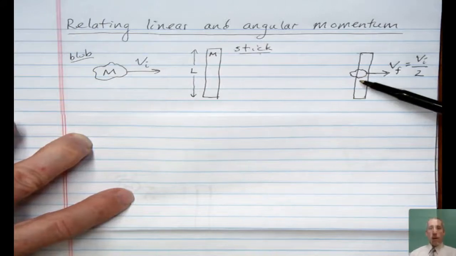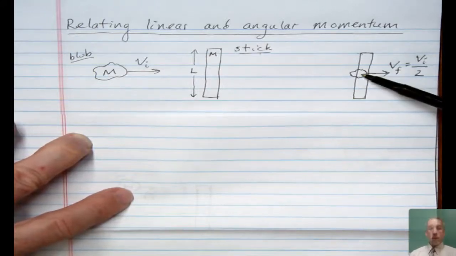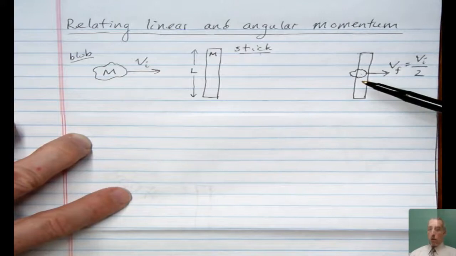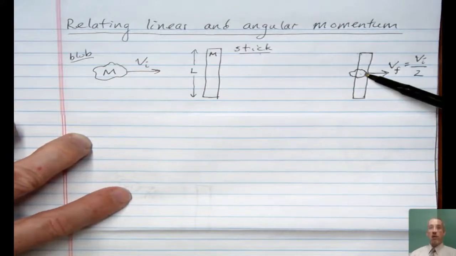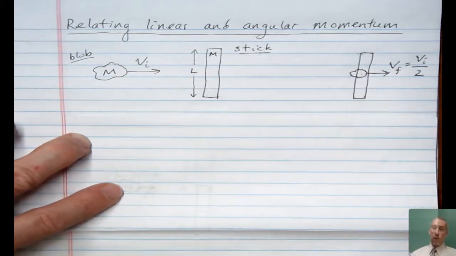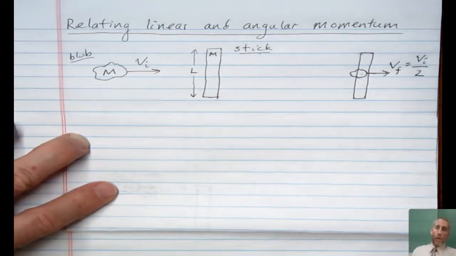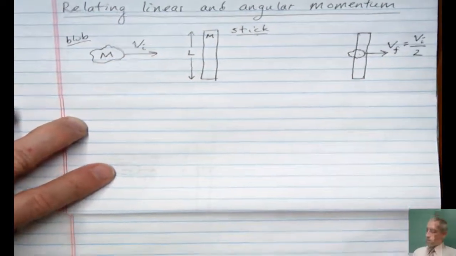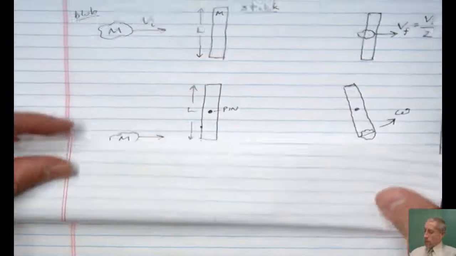Well, what about any angular momentum? Because it's hitting right in the center, this stick is going to have no tendency to spin around as a result of that collision. So we won't have any angular momentum either before or after the collision. So this is just a typical collision like we did when we studied linear momentum. So let's look at the next example.